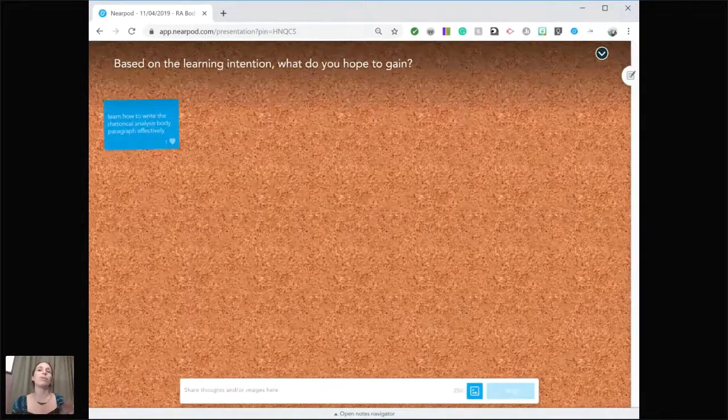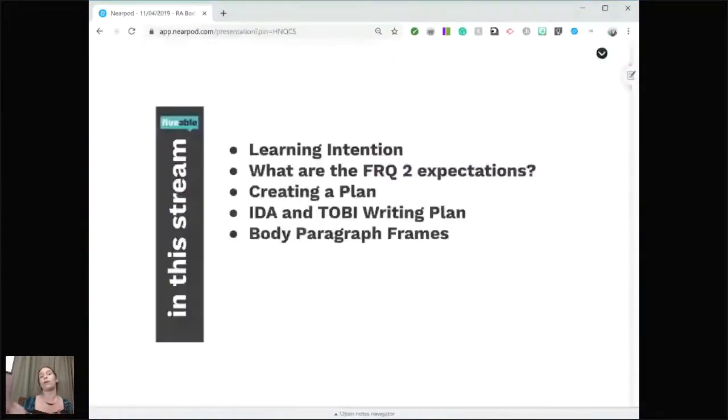What is in our stream? First of all, we're going to review the FRQ2 expectations. I think it's important for us to know exactly what's expected, and then we're going to look back over creating a plan. Now, we went over creating a plan, the IDA and the TOBY with the RA introductions, but those are so important that I have to go over them again, even if it's just in passing, to make sure that you're with me, because that's going to be the piece that helps you build with your body paragraph frame.